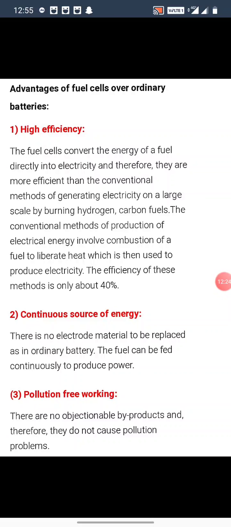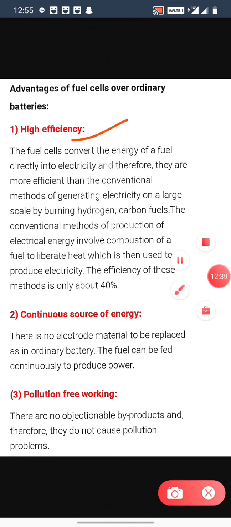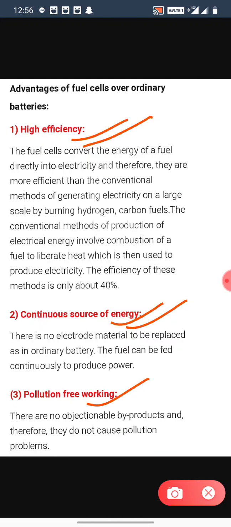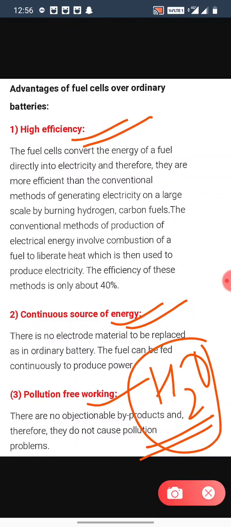Now moving on to the last slide of today's session. What are the advantages of fuel cells over ordinary batteries? So the first advantage is its high efficiency rate. It is a very efficient battery, as you can see here, and then it is a continuous source of energy without any stoppage, and it is pollution free. Why? Because the product formed is water and heat. So water is an eco-friendly byproduct, and heat is obviously converted into electricity as a source of energy.